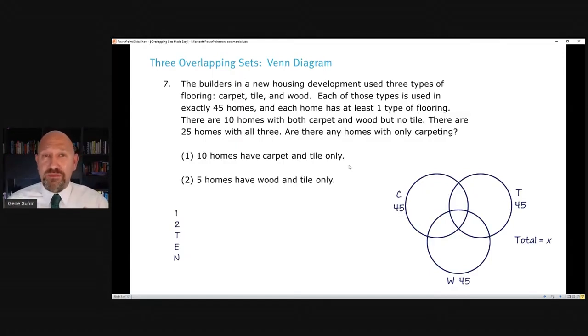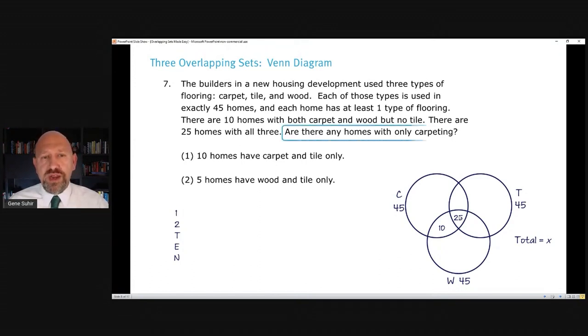All these homes are going to be somehow in one or more of those regions. 10 homes have both carpet and wood, but no tile. So we find where carpet and wood overlap, but not tile, and put a 10 in there. We also are told that there are 25 homes with all three. Put a 25 in there where all three of the circles overlap. A lot of flooring variety in those homes.